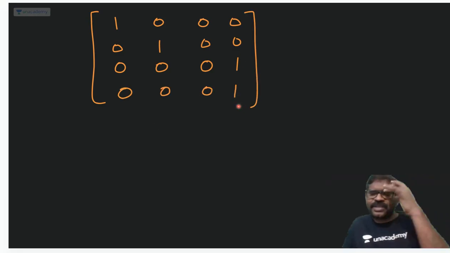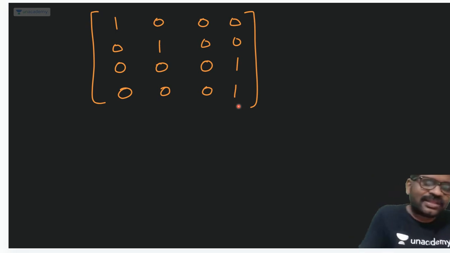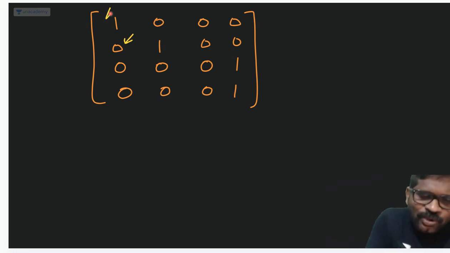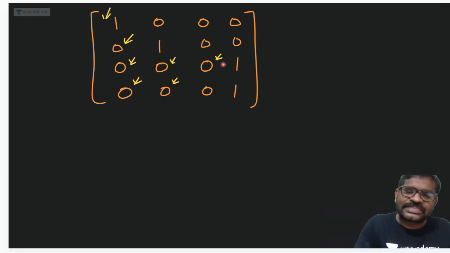Now verify. Is it in echelon form? Sir, how to check? Verify whether the number of zeros before the non-zero element are in ascending order or not. First row, no 0. Second row, 1 zero. Here 3 zeros. Again here 3 zeros. Understood? Third row and fourth row: when you compare them, the number of zeros before the non-zero element are the same, 0001, 0001. That's why it is not in echelon form.